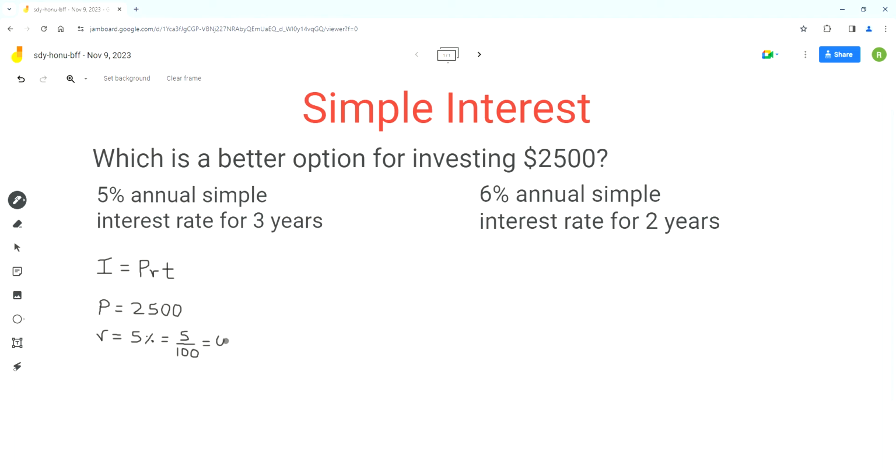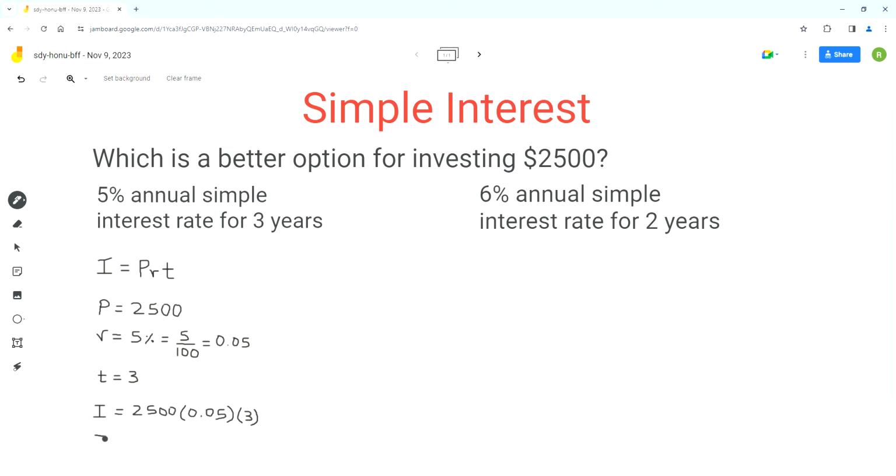So I got 0.05. T represents the time in years, and this is 3 for option 1. Now we can use these values to calculate the interest amount for the first option, the 5% annual simple interest rate for 3 years. So I equals the P value, 2,500, times the R value, 0.05, which is the annual rate, times T, the time in years, which is 3.